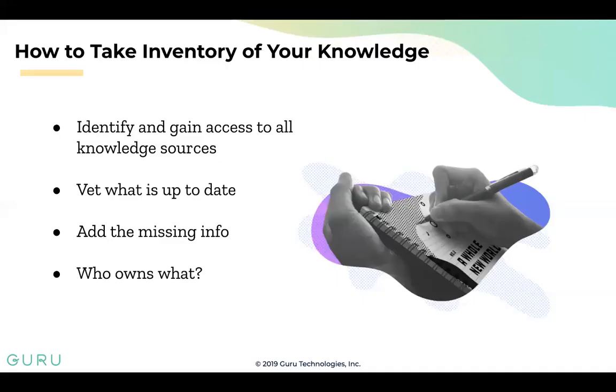When we say taking inventory, what we mean is describing the current state of things. This is how you identify and gain access to all your knowledge sources, vet what is up to date, add in missing info, and determine who owns which piece of knowledge. That will help you identify who is going to be in what group.